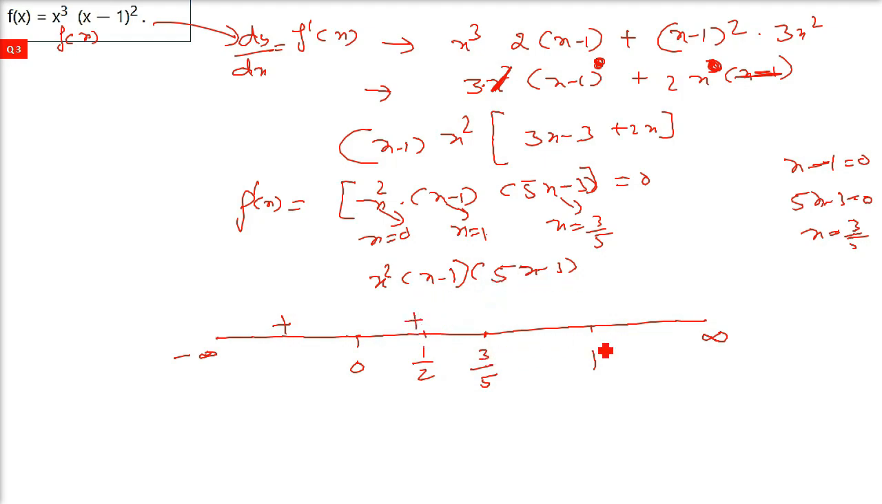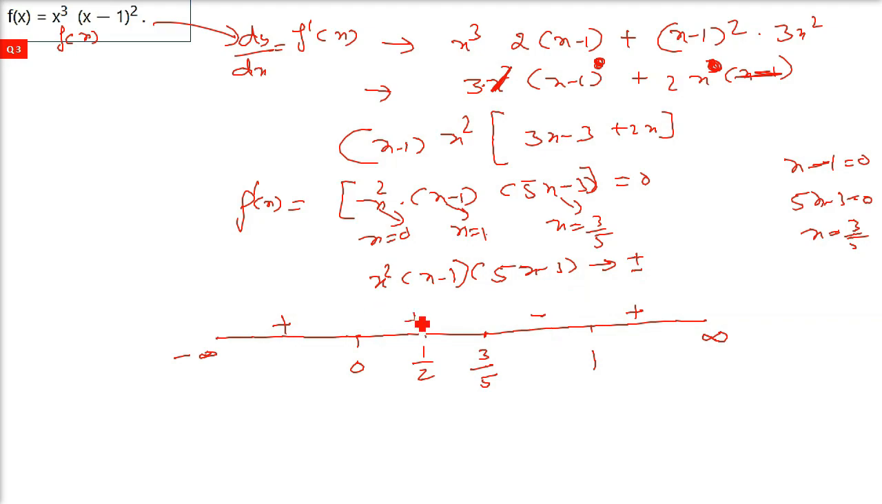When you put a value which is higher than 0.6 and less than 1, what do you get? You'll get a negative. When you place any value between 1 and infinity, say 2 or 3, you'll get a positive. So all these values I have already placed in this function, and that is how I found out negative, positive, and placed it over the number line.